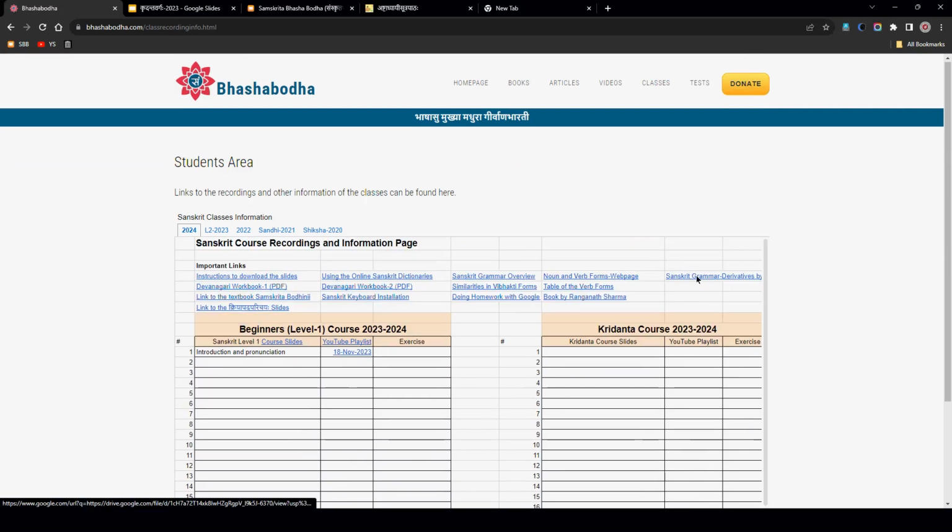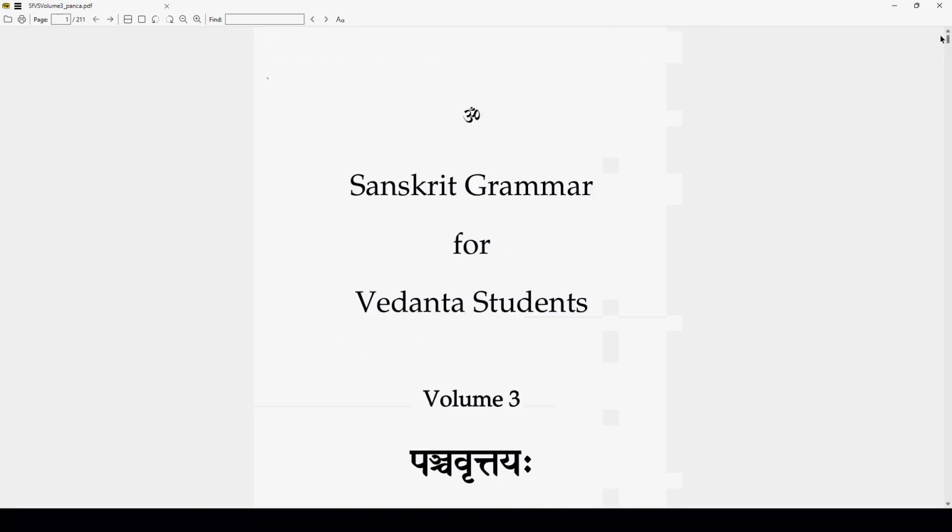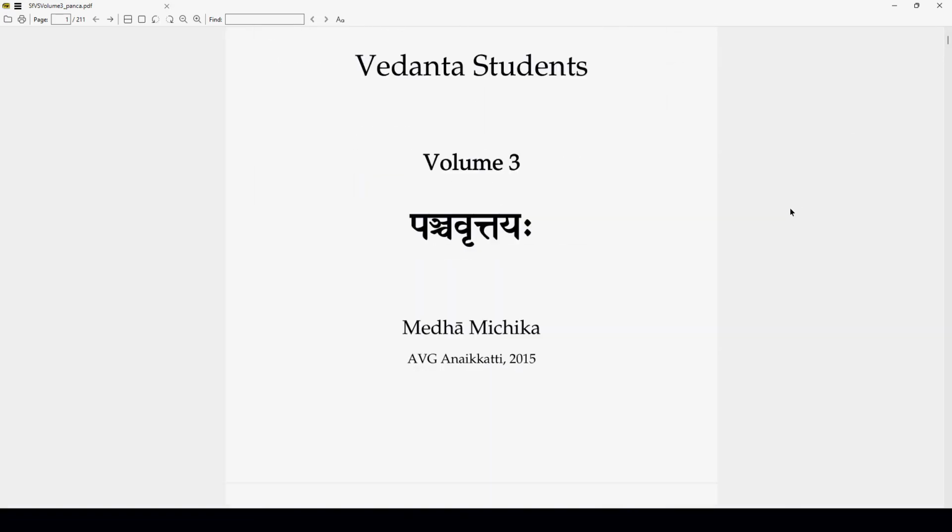Here on this web page, I think you are familiar with this web page, or I can send you the link later. So here we have this Sanskrit grammar derivatives book, and you can refer to that, which looks like this. This is a nice and simple book, and it starts like this.